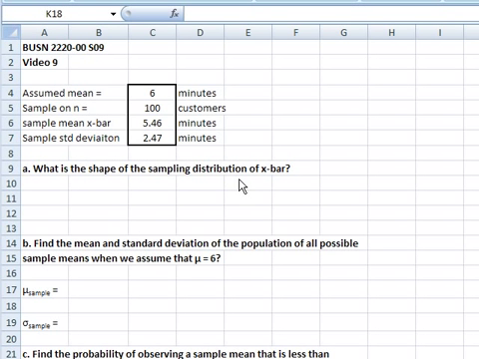Hi everyone, it's week 9 and we're going to take a look this week at the sampling distribution of the sample mean, whatever in the world that means. Sampling distribution of the sample mean.